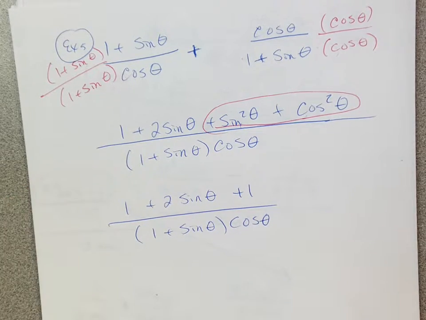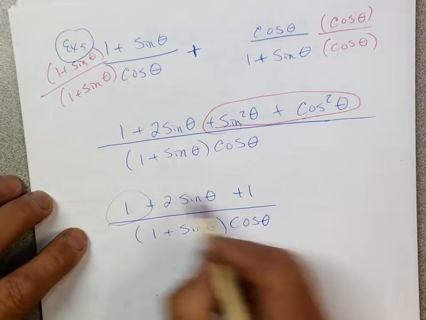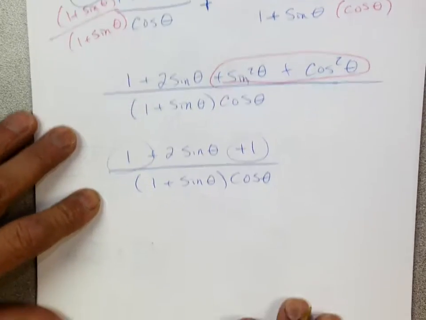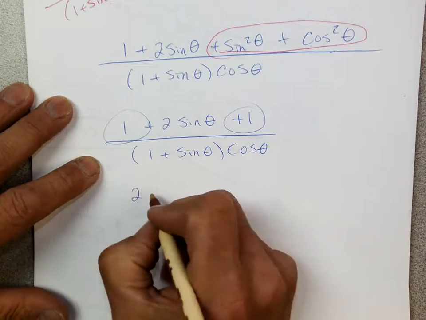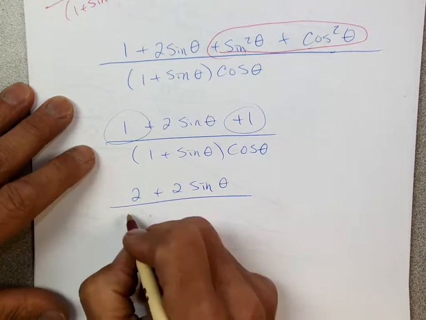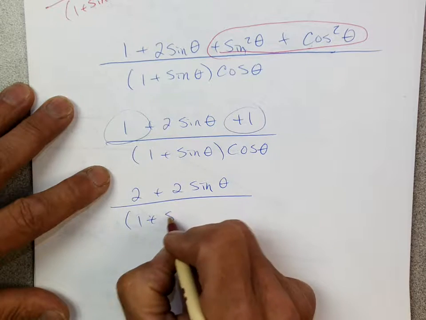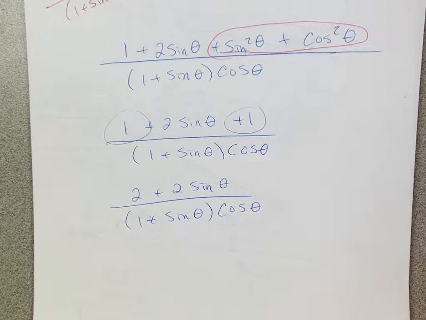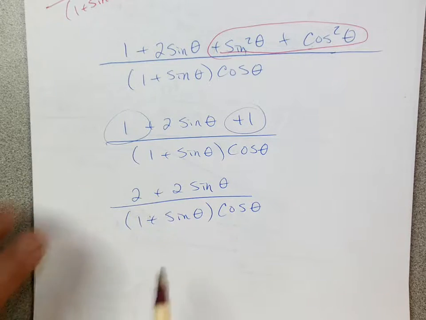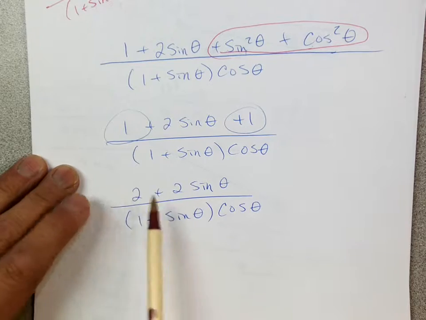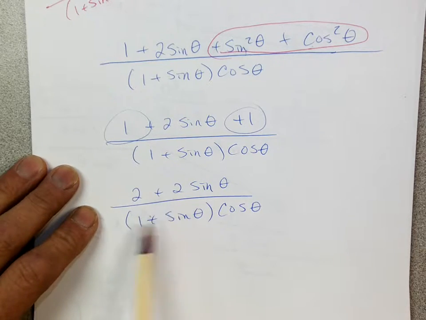Now, hopefully you can see 1 plus 1 is 2. I'm actually going to add those two. My 1 and my 1 together make that 2. Let me slide this up so you can see it. So I'm going to go 2 plus 2 sine theta all over 1 plus sine theta times cosine theta. Now I'm getting close. So then 2 plus 2 sine, I can common factor, and that's going to help me right here.